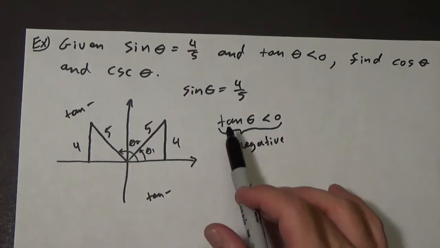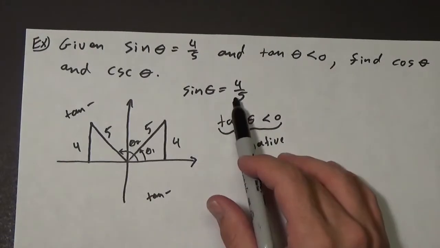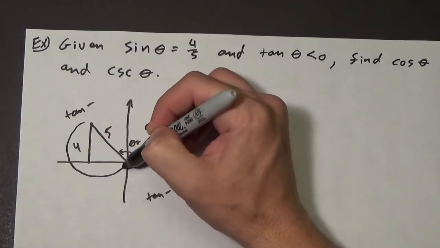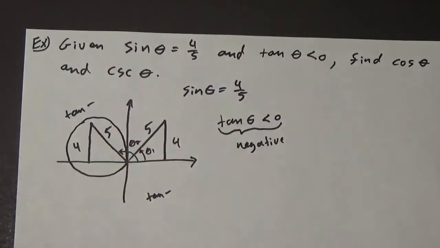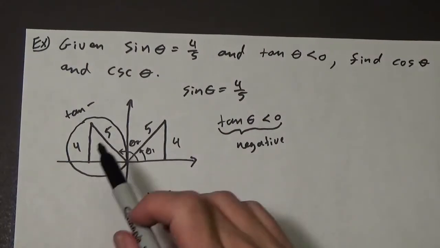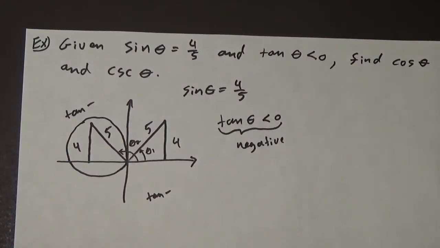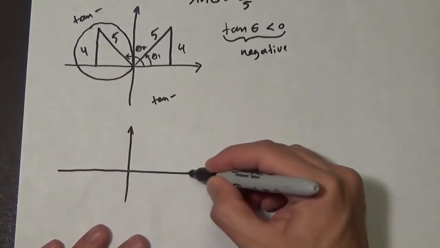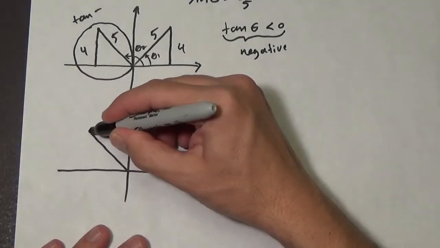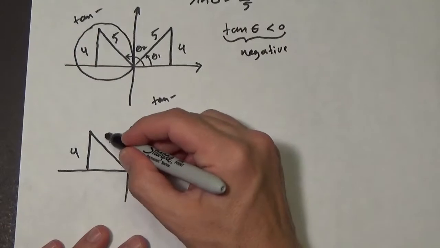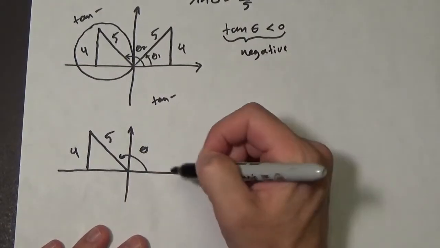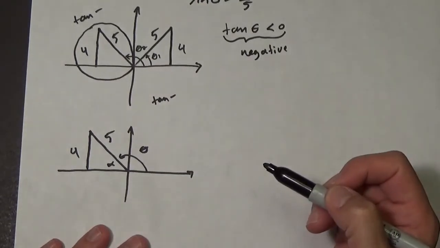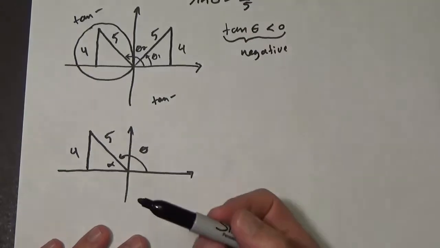Alright, well now there's only one quadrant in which the sine is positive and the tangent is negative, and that's in quadrant 2. So we choose this quadrant right here. And so this is the triangle we're looking at. Right, so we can go ahead and rewrite this now. Here's our triangle. This is 4, this is 5, here's theta, here's our reference angle. And now we just have to find the cosine and the cosecant.